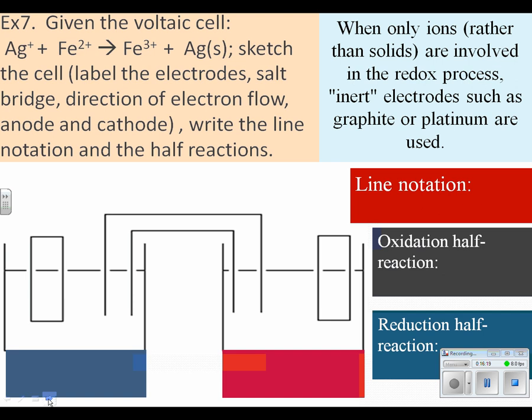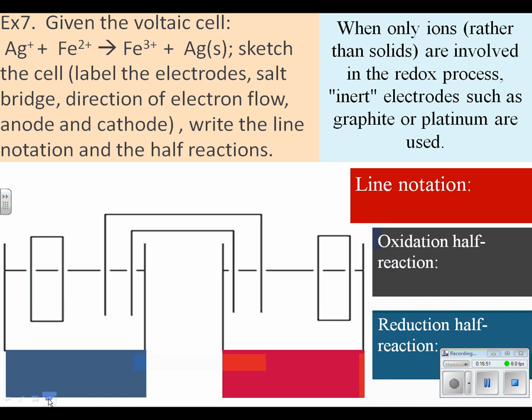So when I'm talking about when only ions rather than solids are involved, if you look at the reaction in example 7, on the reactant side, it's only ions. And then on the product side, it's a solid. But since there's not a solid on both sides for us to deal with, we are going to have to pick an inert electrode. So we're going to pick platinum for our example. Okay, so that's why I wanted to make sure we talked about that.